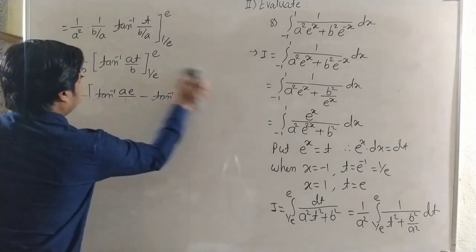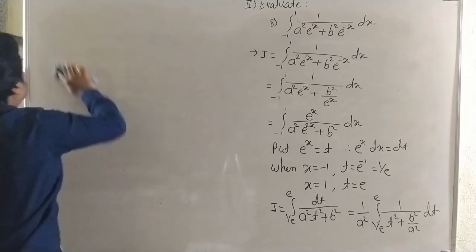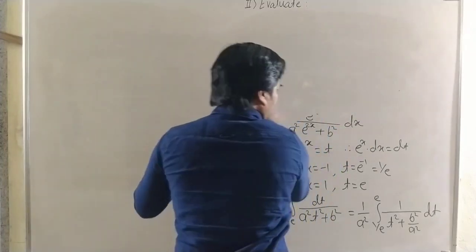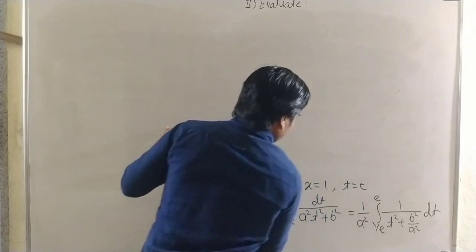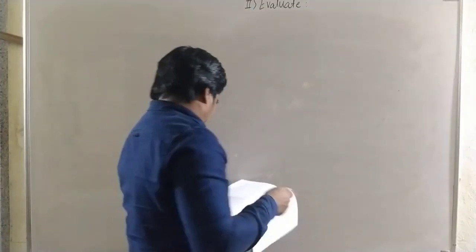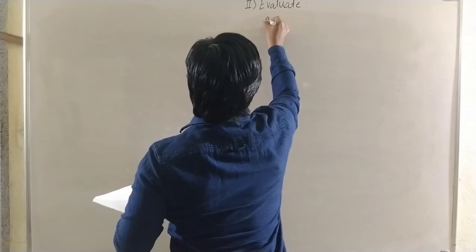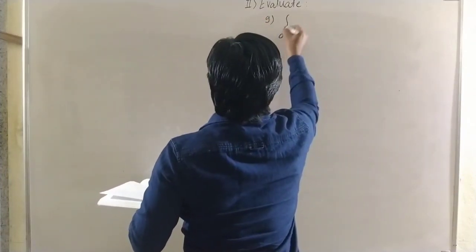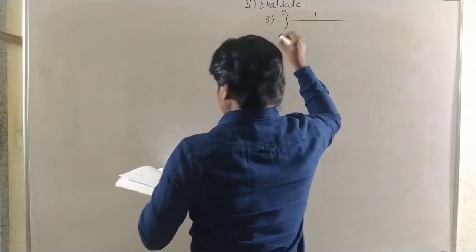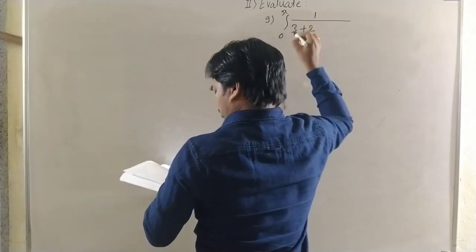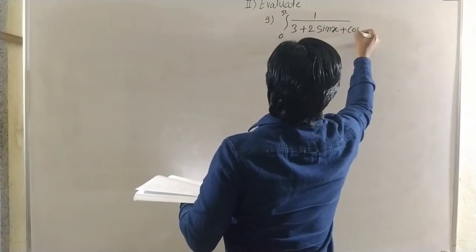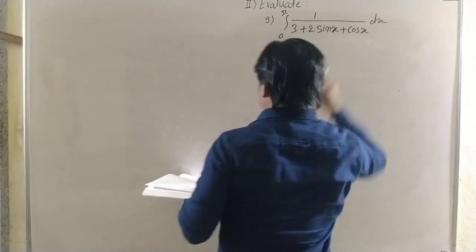Next example. The example number 9. Integral 0 to pi, 1 upon 3 plus 2 sin x plus cos x, dx.